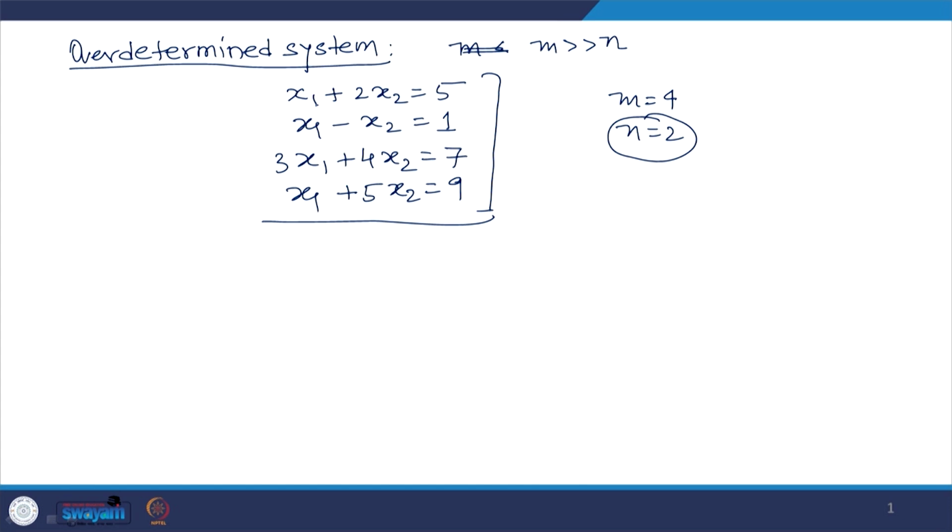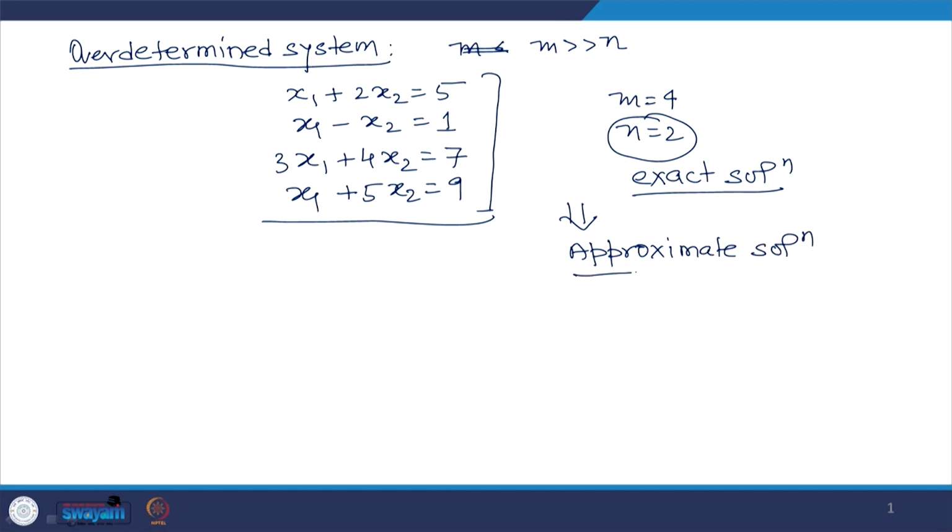In this case, what will happen? We have an overdetermined system, and an exact solution will come very rarely. So what do we have to look for? We have to look for an approximate solution. Such an approximate solution is called the least square approximation of the overdetermined system.